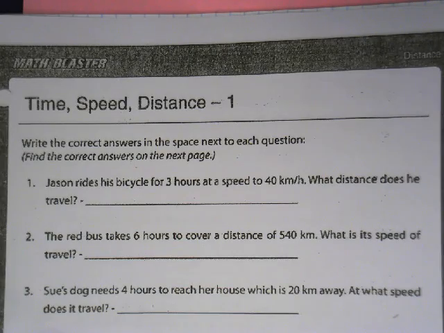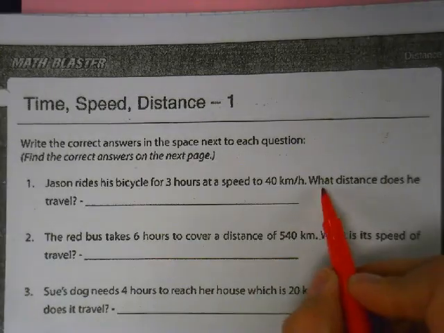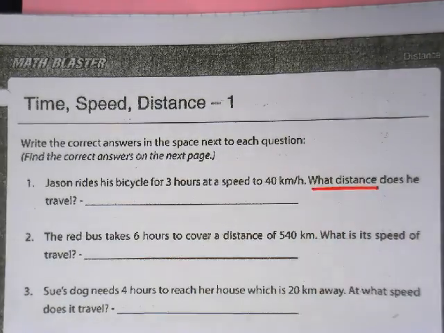Let's read number 1. Jason rides his bicycle for 3 hours at a speed of 40 kilometers per hour. What distance does he travel? So what am I solving for? Speed, time, or distance? Distance. Yes, because literally, it says, what distance?